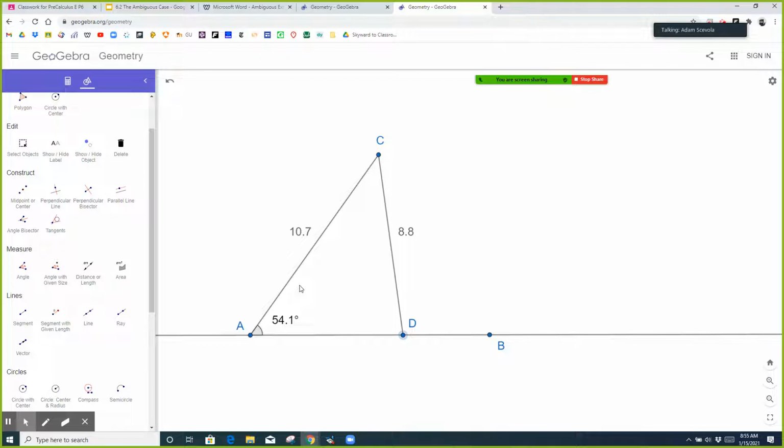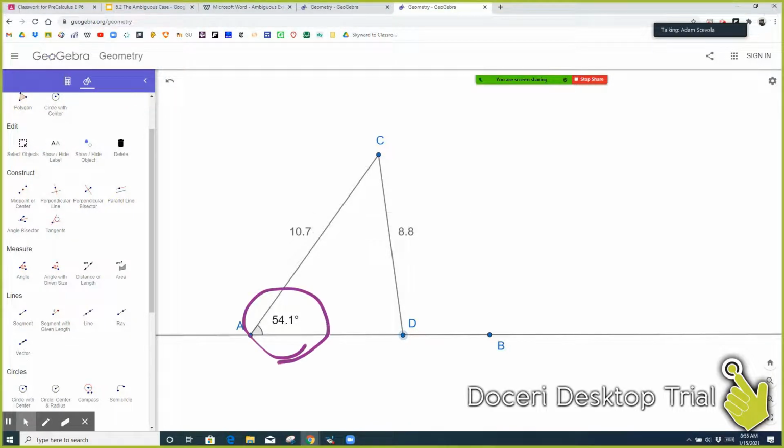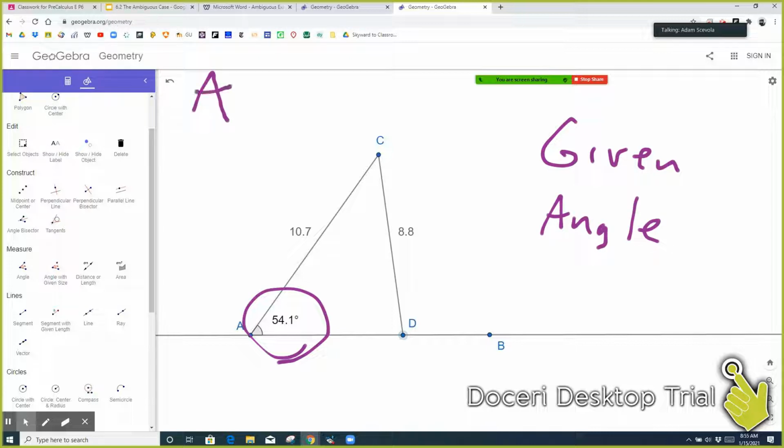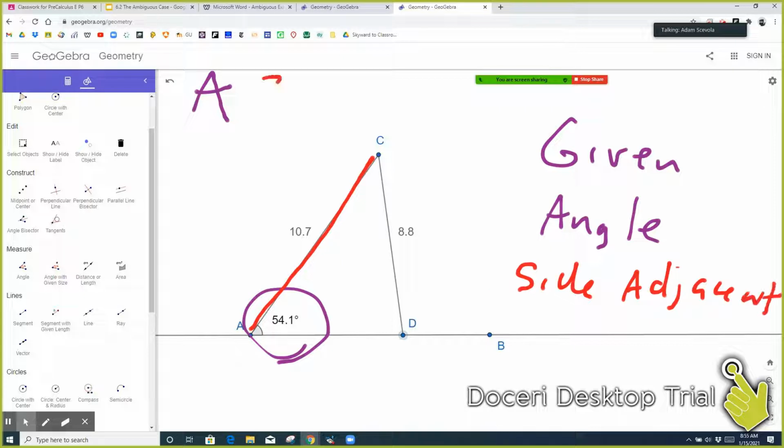This angle here, I'm going to use my iPad for a second. I'm going to refer to it as the given angle. So when we have angle, side, side, A is that given angle. And then we have this side that I'm going to refer to as the adjacent side or side adjacent. That side that's always next to the given angle is always going to be known as the adjacent side or the side adjacent. I might interchange those words. And then this is going to be known as the side opposite the given angle.